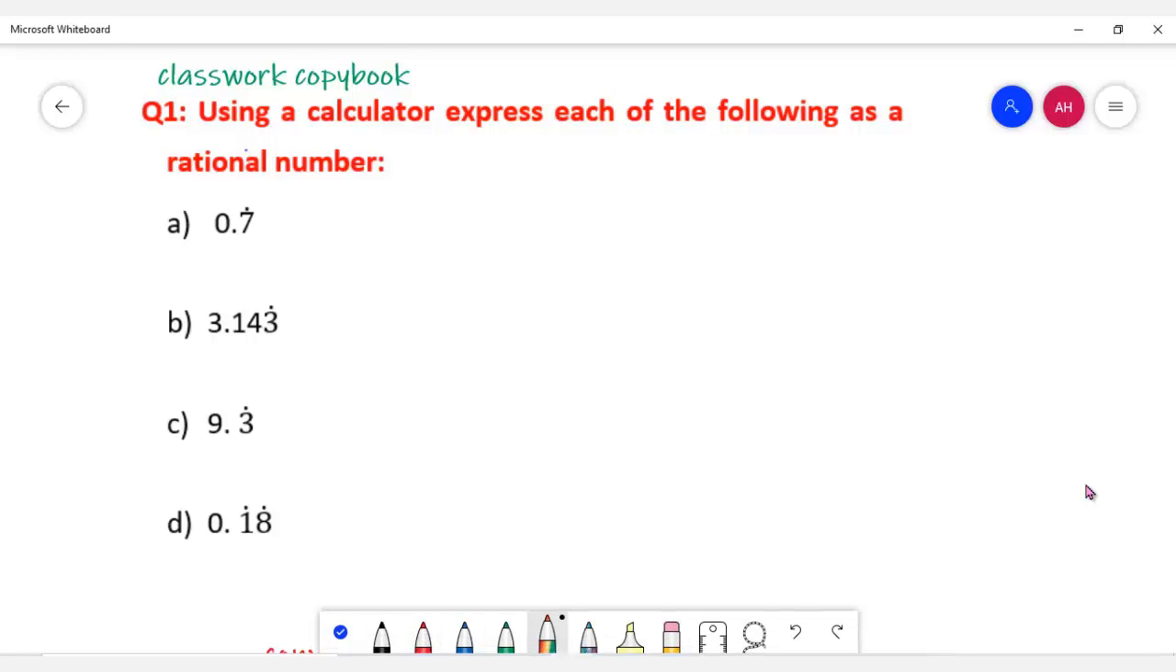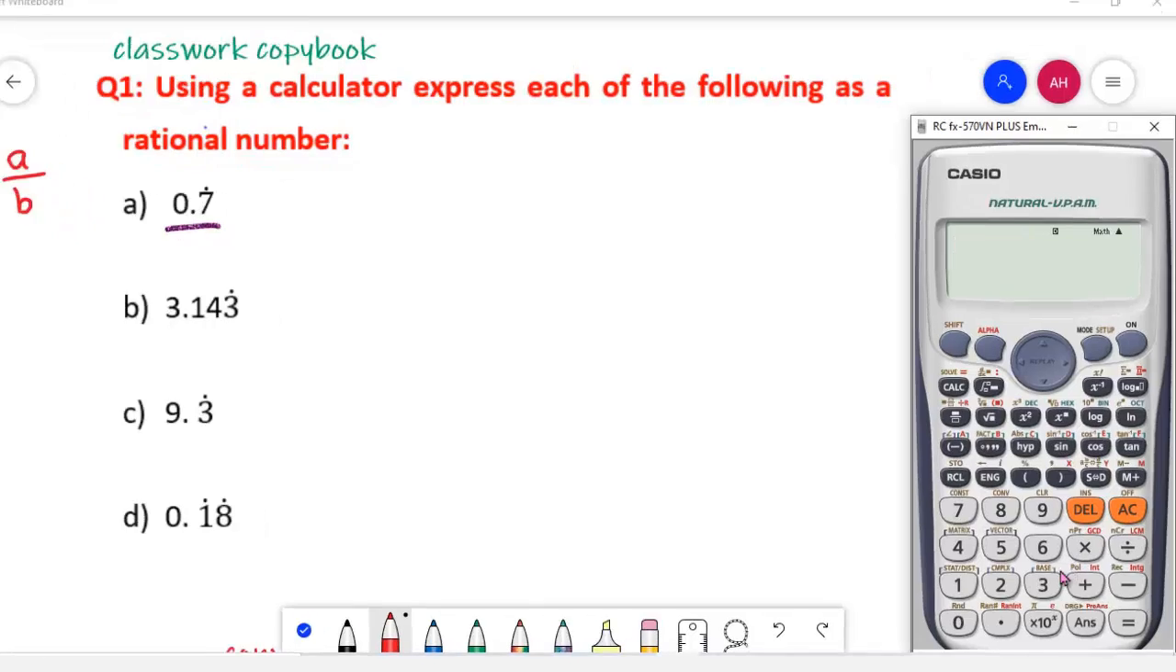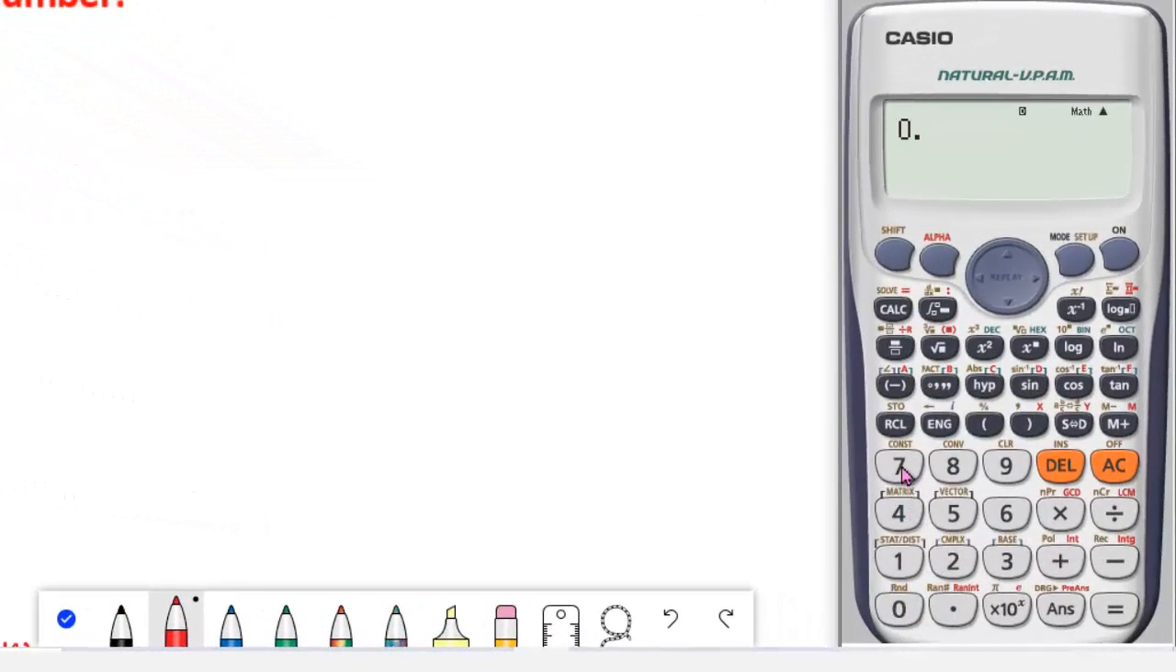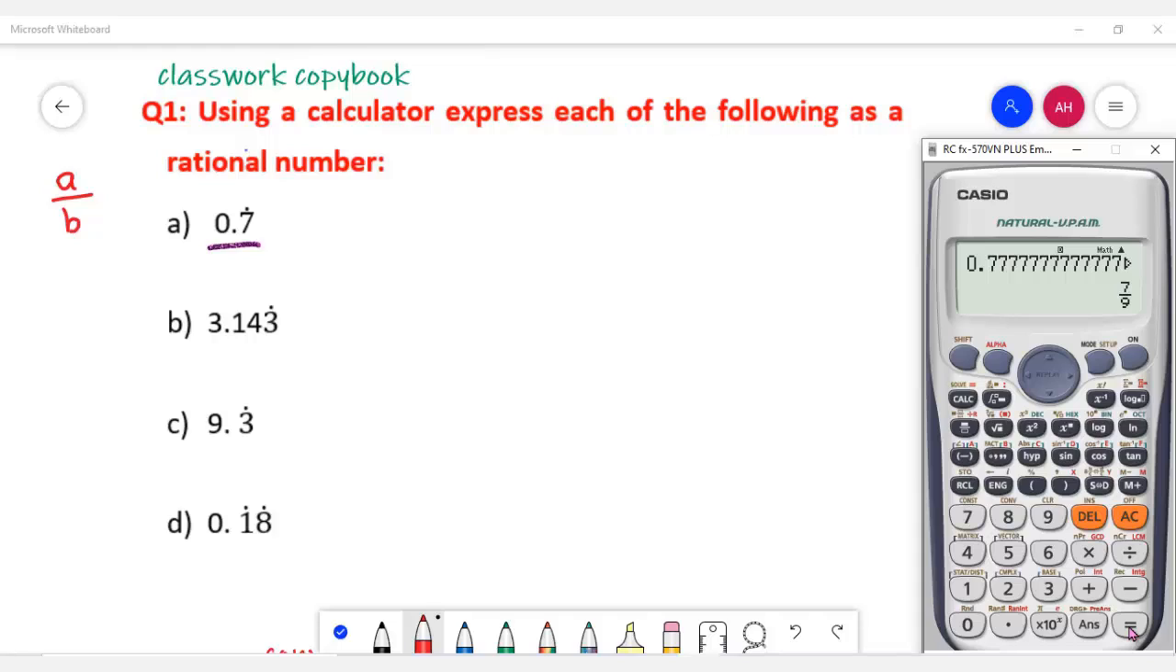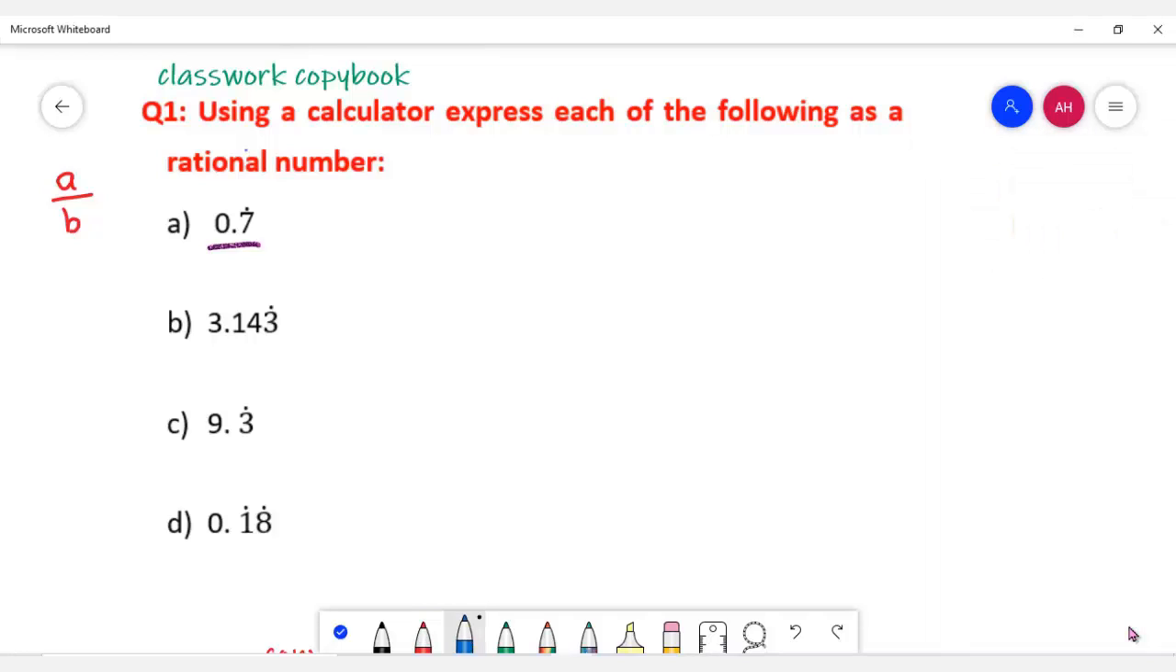In this example, he gave me the recurring decimal and he wants me to put it in the form of A/B. How can I do so? Let's take an example, number A: 0.7 and this 7 is repeated. Open your calculator and start writing 0.7, and since this 7 is repeated, you are going to repeat it until the end of the screen. And then press equal, and here is my rational number. So it's equal to 7/9.